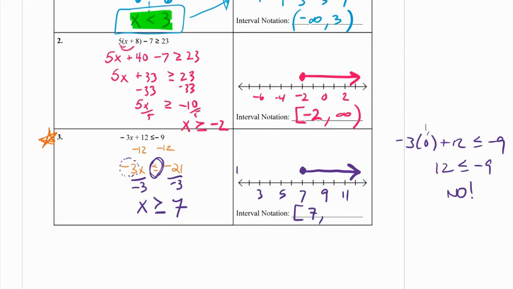Interval notation would be the bracket going from 7 to infinity. And that's our interval notation.